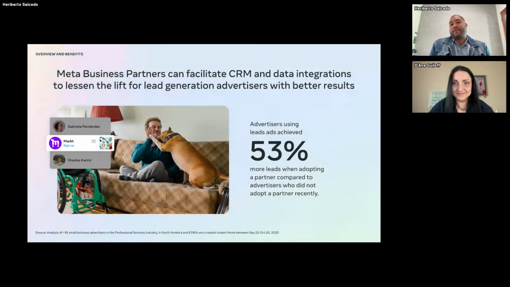And we've seen that utilizing a Meta business partner with CRM and data integrations helps. Advertisers using lead ads achieve 53% more leads when adopting a partner compared to those that just went about it alone. So we see partners have the systems, allow you to apply these solutions efficiently, effectively, and allow you to take action and move a lot faster than going about it alone. And we've seen some of the results here.